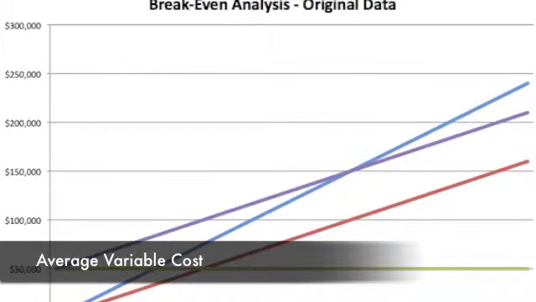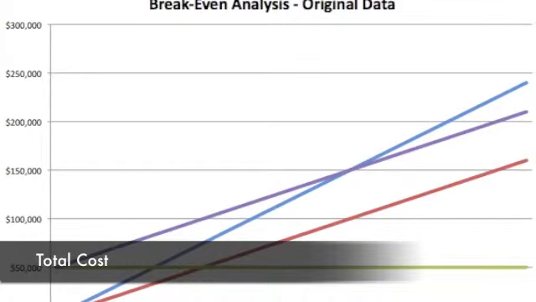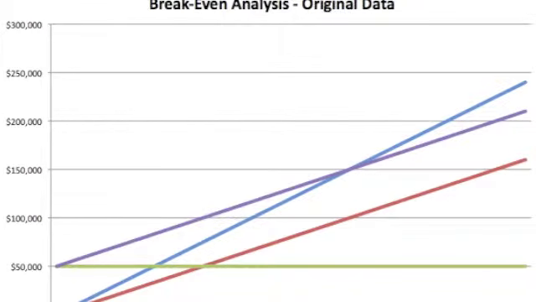The average variable cost line is in red. This cost increases proportionally to the output. The total cost line is in purple. We can observe that this is parallel with the average variable cost line. This happens because the total cost equals the fixed cost plus average variable cost.